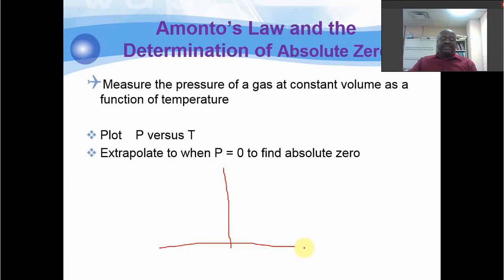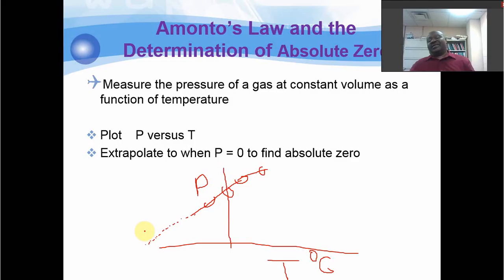Here's what we expect. I'm plotting P versus T, and this happens to be degrees centigrade. You get something like that. I'll put some data points. And then, if I were to extrapolate here, I'll get the same minus 273.13.